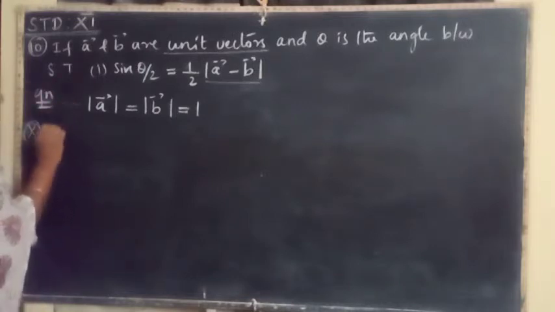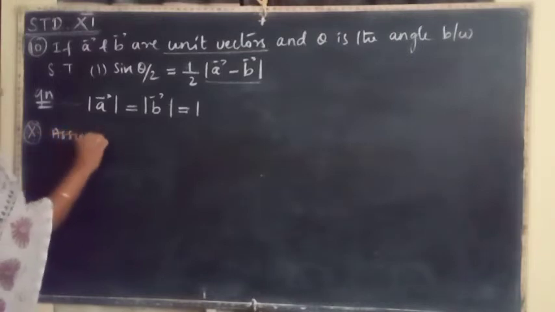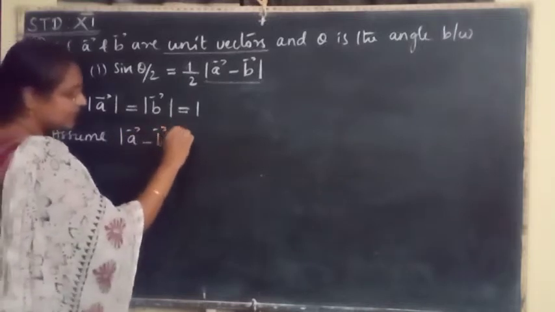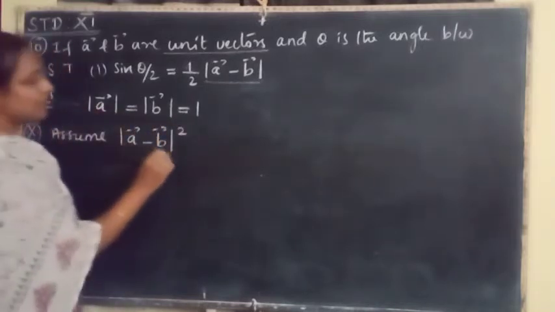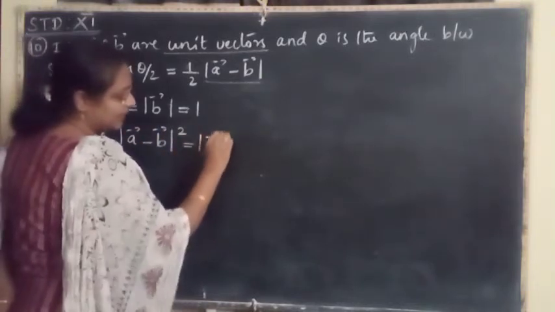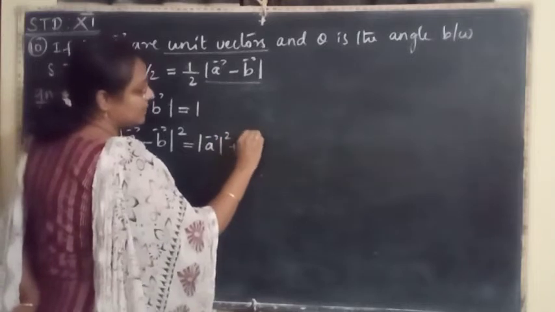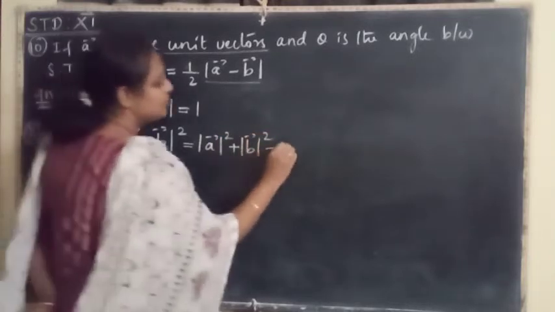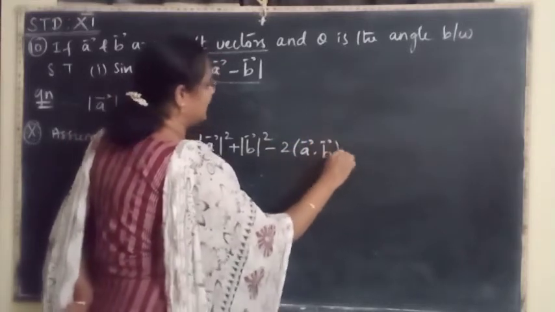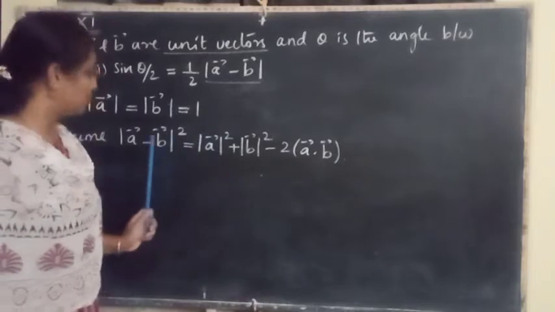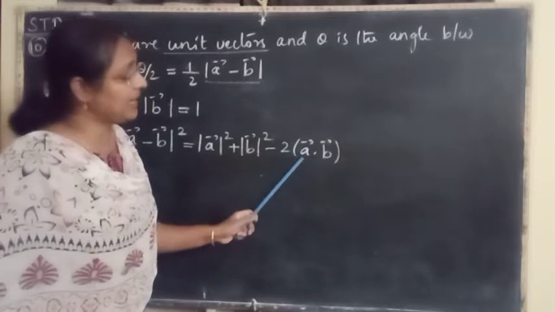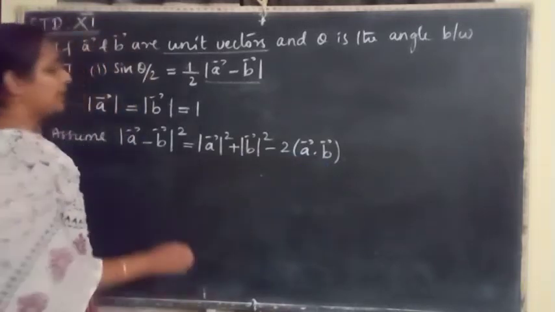So we are going to consider modulus of A vector minus B vector, the whole square. What is the value of this? Now A minus B the whole square is modulus of A vector the whole square plus modulus of B the whole square minus 2 into A vector dot B vector, as we discussed already. Though it is modulus value, when it comes to the dot product, we will write it as A vector dot B vector.